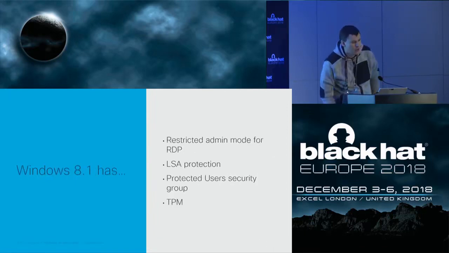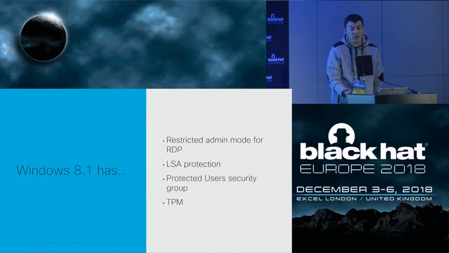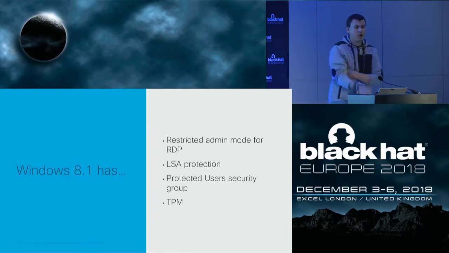So, by way of a refresher, Windows has restricted admin mode for RDP. It has LSA protection. It has protected users. It has TPM. What does that mean? Well, it means that you can't necessarily authenticate to a Windows domain joined system with credentials unless you're in the right group. It means that it's not possible, even if you're privileged, to directly interact with the files that contain the cached credentials or the configuration information. It means that in the case of TPM, the key secrets that are used to secure the system are kept outside of the main system in a separate offline chip.